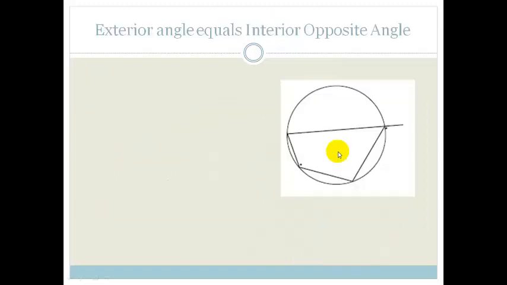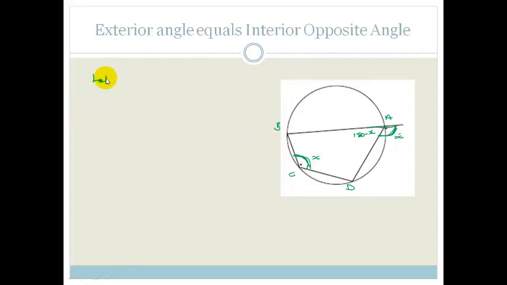Right, next proof. It says we need to prove that the exterior angle equals the interior opposite angle of a cyclic quad. In other words, they want us to prove that this angle here is equal to this one. So we're kind of going to use the proof that we've just used. We've got A, B, C, and D. We know, because of the proof that we've proved, that if this is x, then this here has to be 180 degrees minus x. Why? Because opposite angles of a cyclic quad are supplementary. Therefore, this has to be x because they're on a straight line and they are supplementary. Therefore, the exterior angle A equals the interior opposite angle C.